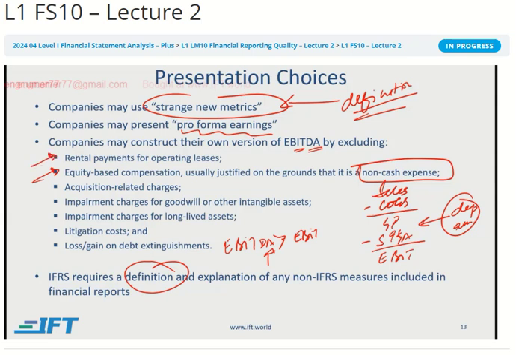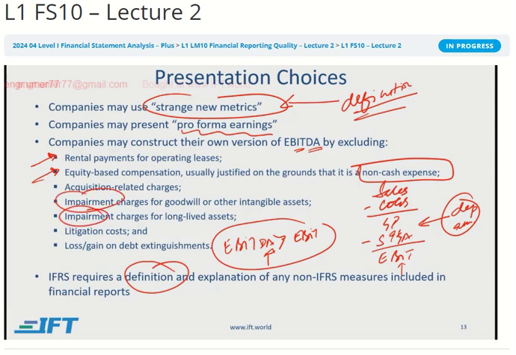Similarly, maybe there's some rental payments going on, which is definitely operating expense, right? But they might classify it as an interest expense, and therefore it will be subtracted later on. And it will even make your EBIT look higher. Any acquisition related charges, they might not subtract from the calculation of EBIT, right?